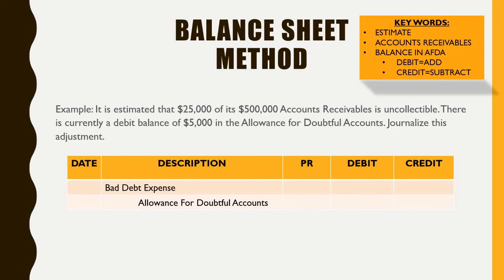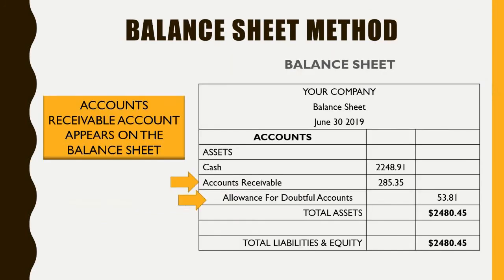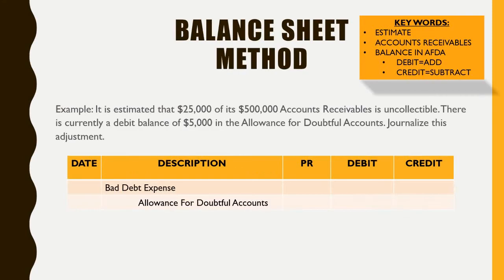So here are the rules on how to use the balance sheet method. If I were to look at the balance sheet, it's going to list all of my assets, all of my liabilities, and all of my equity. On there, it's going to show your accounts receivable as well as your allowance for doubtful accounts. So if my allowance for doubtful accounts appears on the balance sheet, this is the rule. You're going to take a look at your estimated amount. My estimated amount here is $25,000 out of $500,000, so my estimated amount is the $25,000.